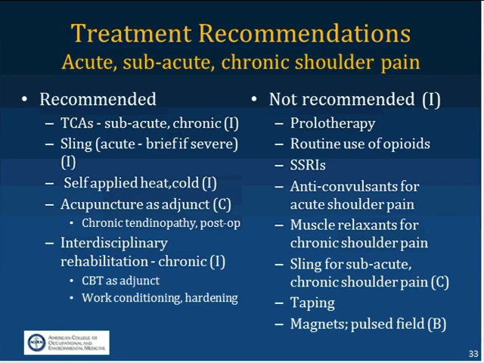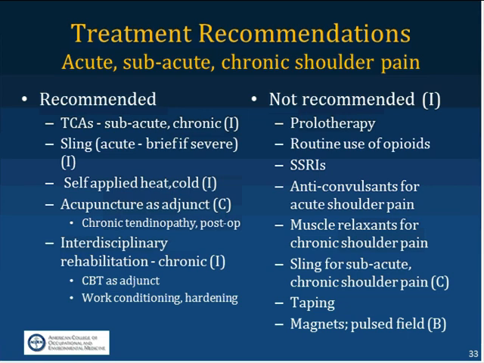SSRIs have not been shown to be effective. Anticonvulsants for acute shoulder pain, no evidence. Muscle relaxants for chronic shoulder pain, no evidence. If that looks contradictory, it's because the other stuff was aimed at subacute. The other recommendation about muscle relaxants.